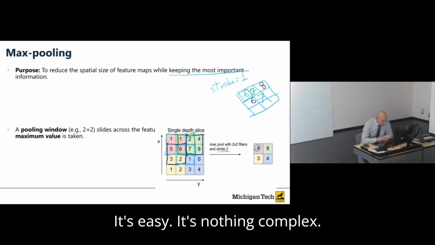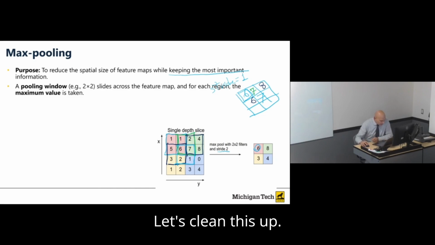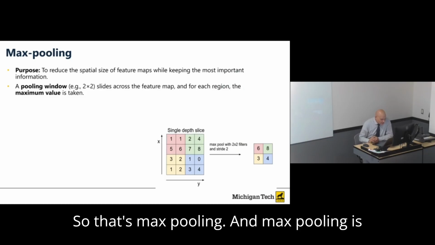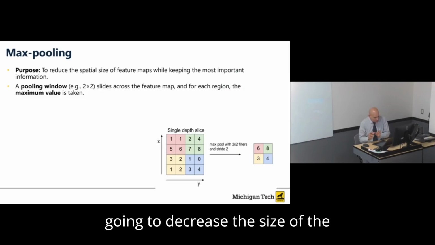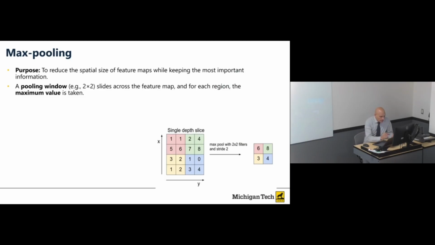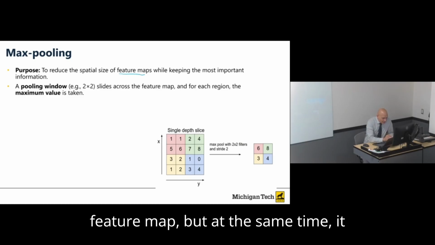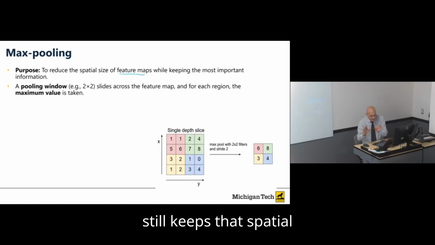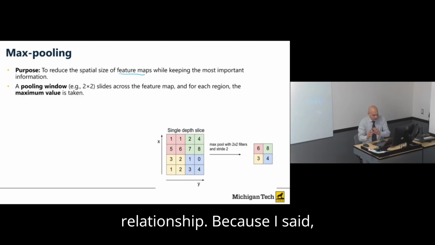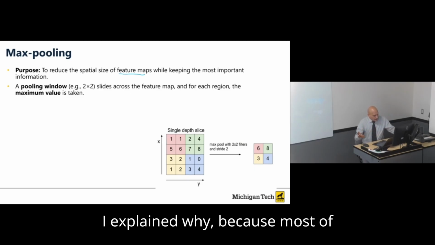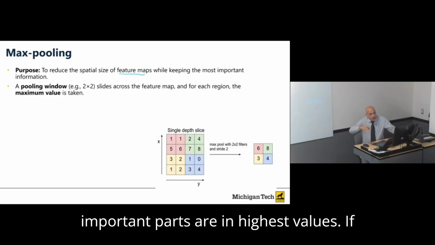It's easy. It's nothing complex. Let's clean this up. So that's max pooling, and max pooling is going to decrease the size of the feature map, but at the same time, it still keeps the spatial relationship. I explained why: most of the important parts are in the highest values.